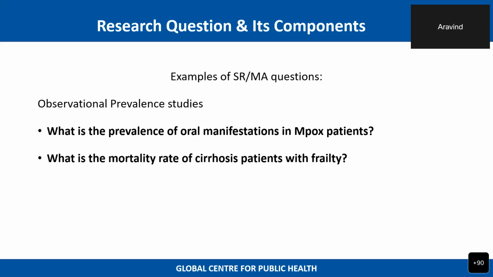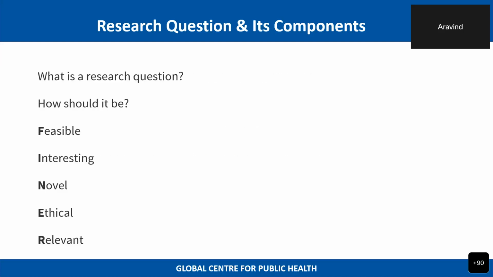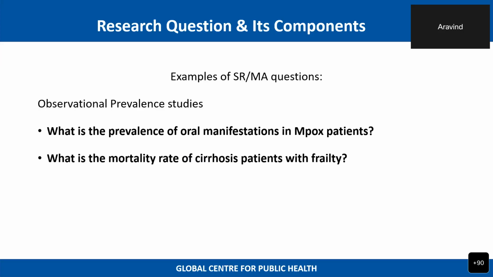Before moving on to how to frame a proper research question, I'll come to the sources, or some of the areas where you can look for a research question, later. Based on these criteria, I have given some examples. Broadly, you can divide the studies into observational descriptive or observational prevalence studies, observational analytical studies, and interventional studies. Here I have given some examples which we have worked and are working on.